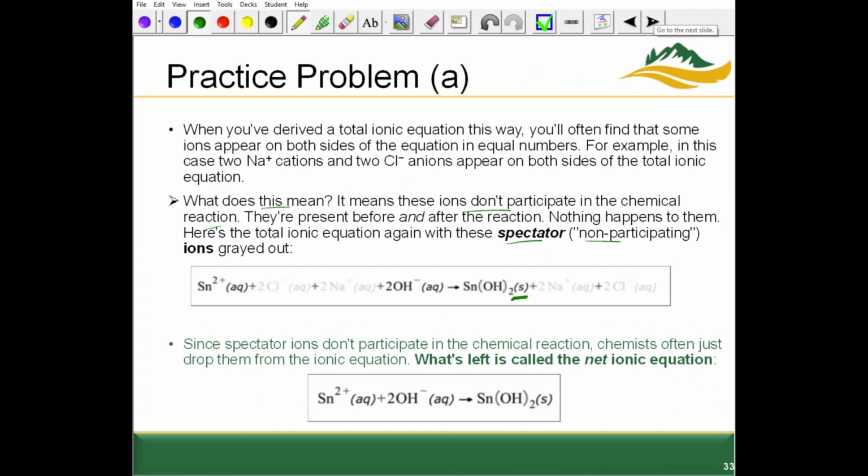So what's left here is what we call officially our net ionic equation. We canceled out the spectator ions. We're leaving just what forms the solid precipitate, so the ions that go into forming the solid precipitate. This is ultimately our net ionic equation.